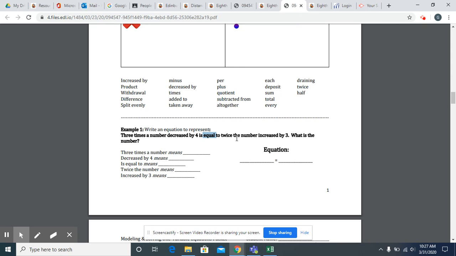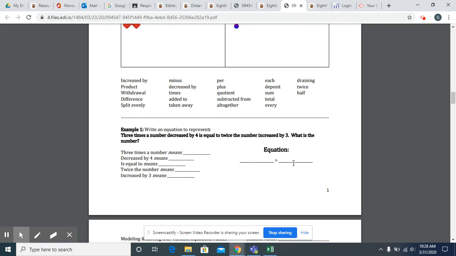What's on the other side of it is what we see in the rest of it. Twice the number. Again, there's that word, the number. So twice the number means 2x increased, and increase we know means to add by 3. So on the right side of the equal sign, we're going to write 2x plus 3. So when we have this entire thing written out, we have 3x minus 4 is equal to 2x plus 3.